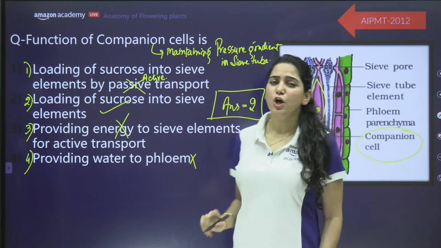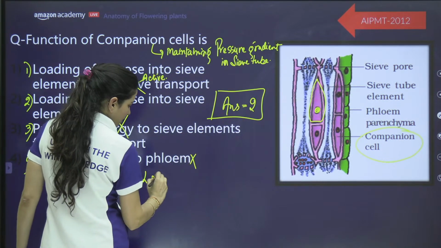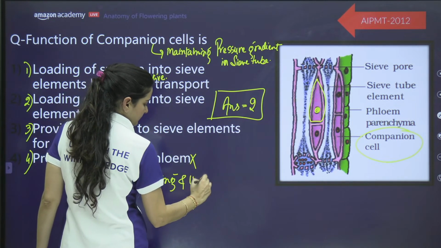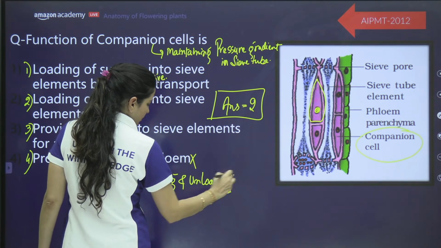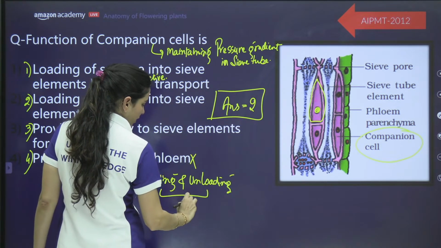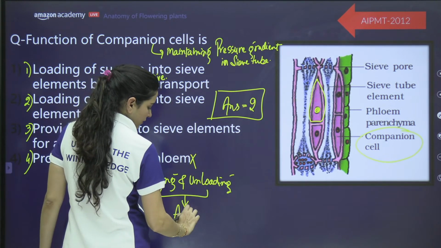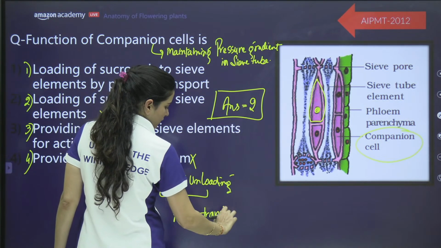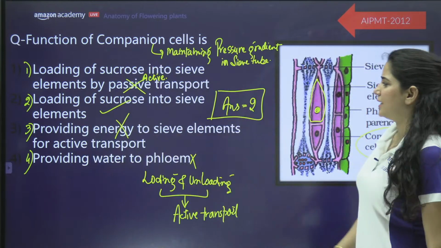याद रखिए हमेशा लोडिंग का काम यहाँ पे हम लिख सकते हैं, loading and unloading. These two processes are what? Loading and unloading. This is active transport. Okay. So yeah, that's the right one.